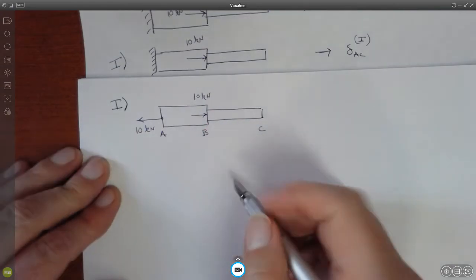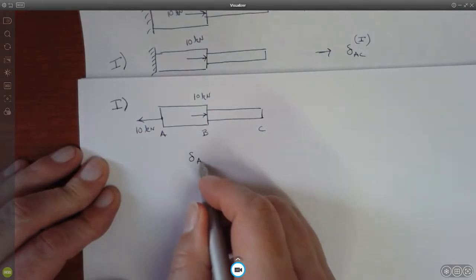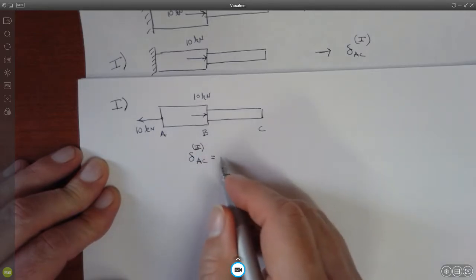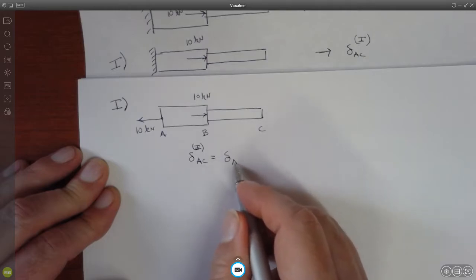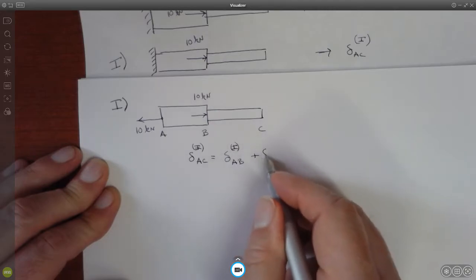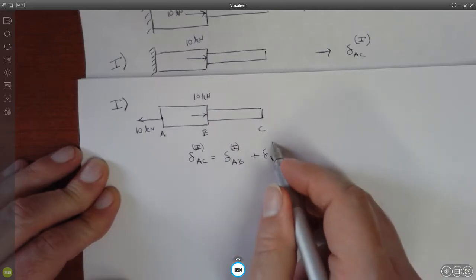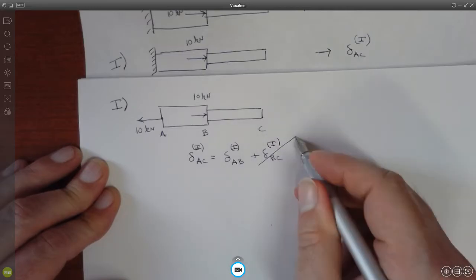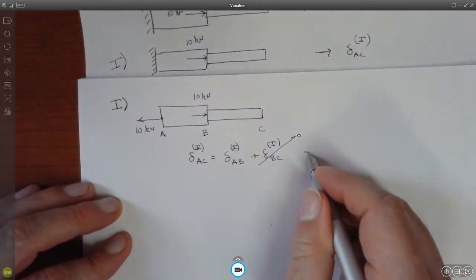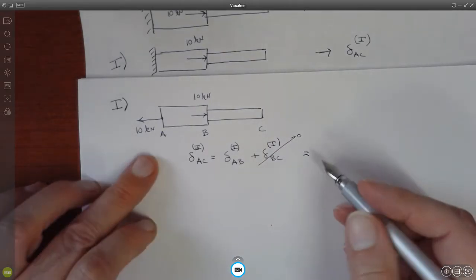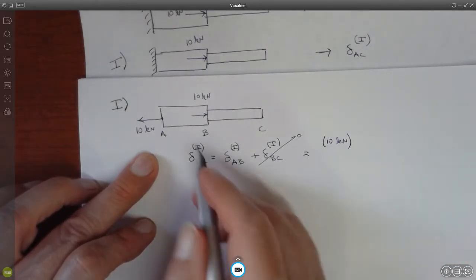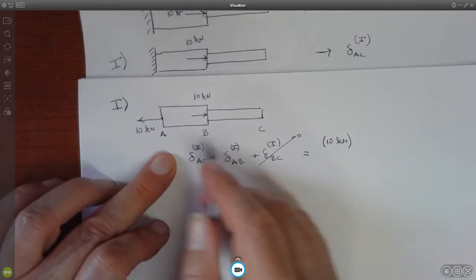So actually the elongation from A to C, for the first load case, is going to equal the elongation from A to B, because the elongation from B to C of the first load case goes to 0 because there's no force there. Okay, so it's just this. And now that is going to be the internal force, which is the 10 kilonewtons.